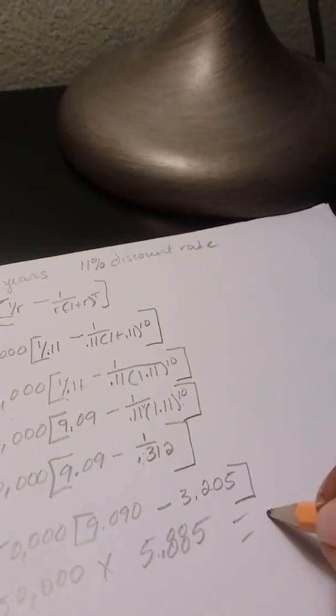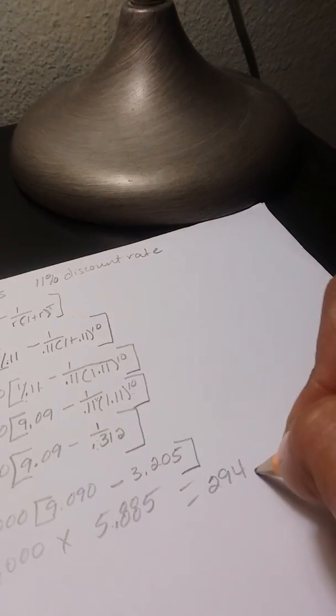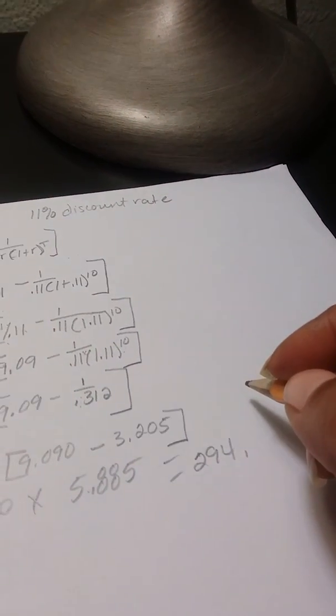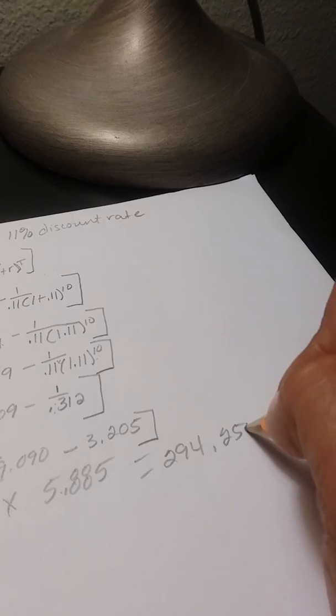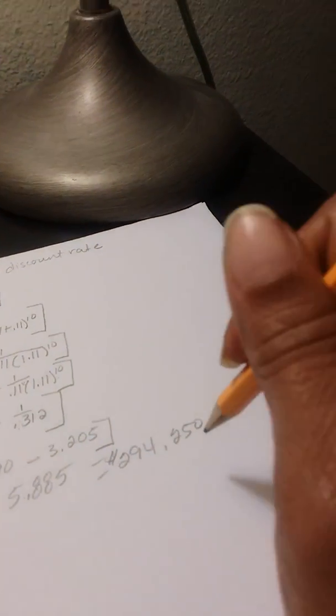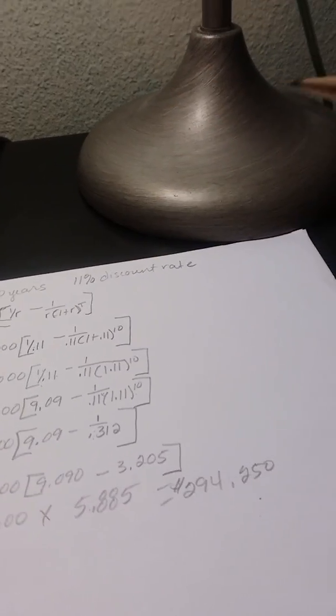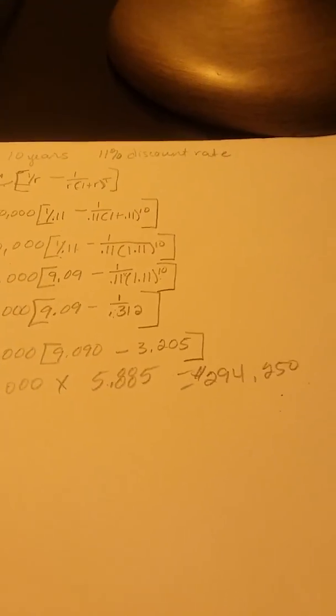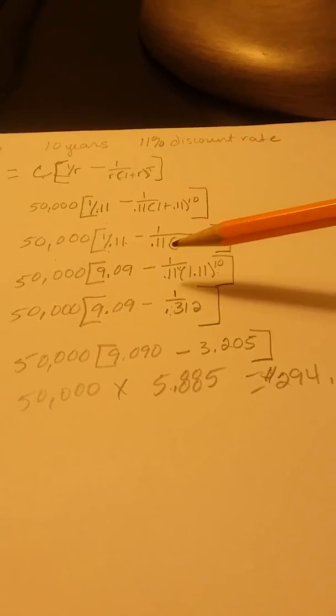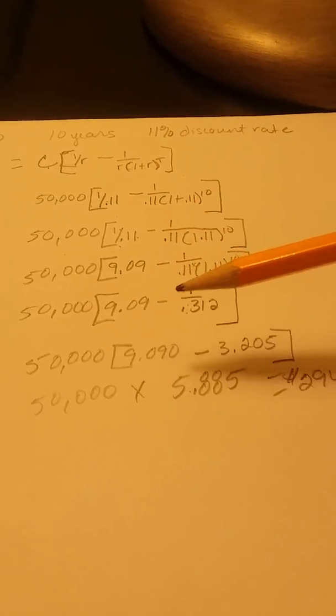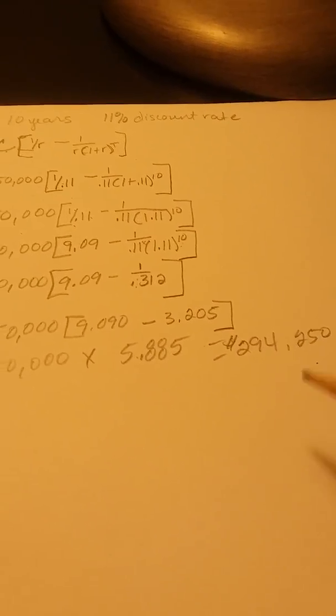$294,250. That's what your annuity is worth now, if it pays out $50,000 over 10 years at an 11% discount rate. So that's how we figure that out, and I've shown you how that gets figured out all the way down.